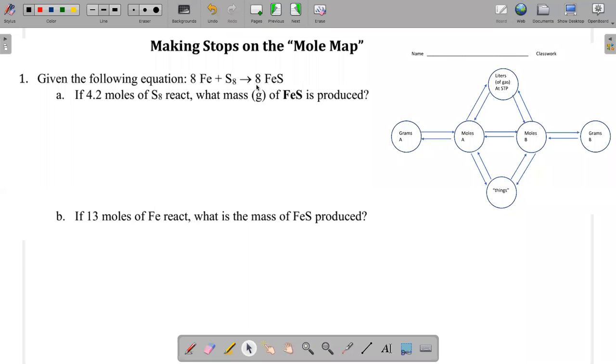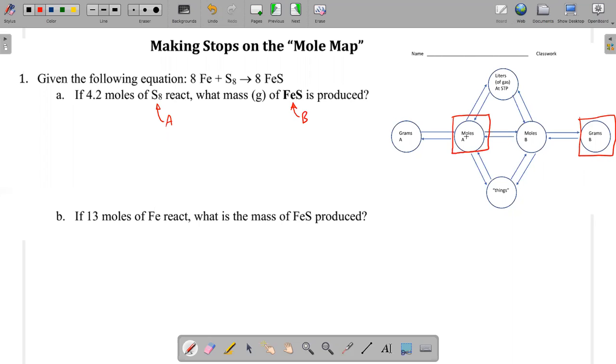and that forms 8 iron sulfides, FeS. So if 4.2 moles of S8 reacts, what mass of FeS is produced? Here in this problem, if I call S8 chemical A, and I call FeS chemical B, what we're starting with is a number of moles of this chemical A. That's this right here. We're starting with moles of chemical A, and I'm trying to figure out what mass of iron sulfide is produced. That's a mass in grams of this other chemical, chemical B, like over there.